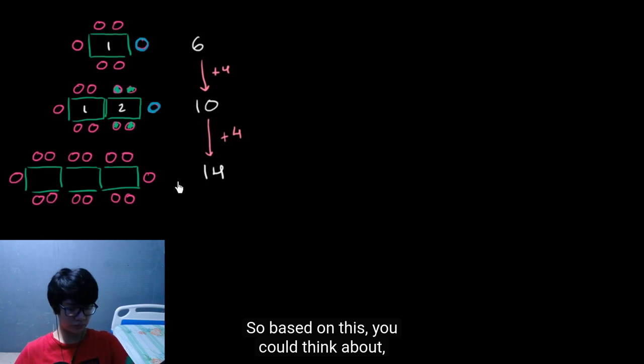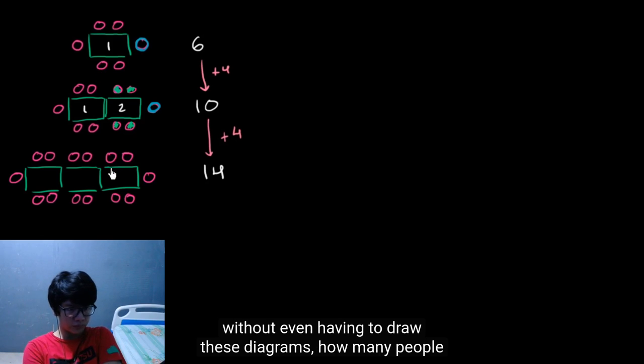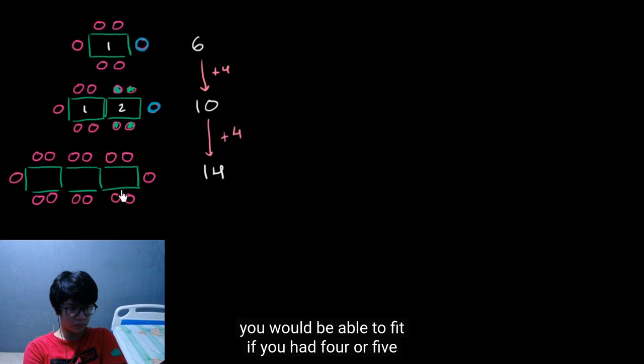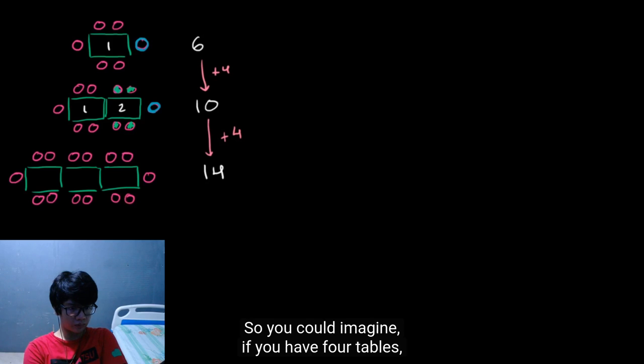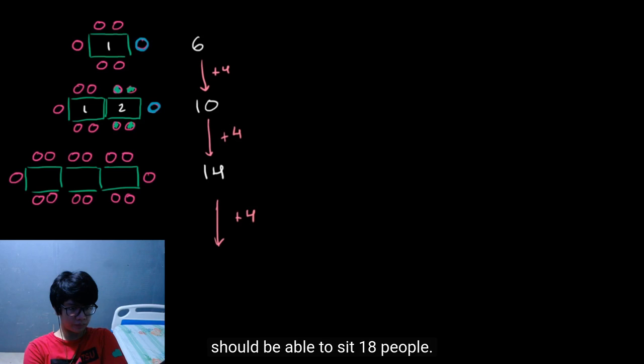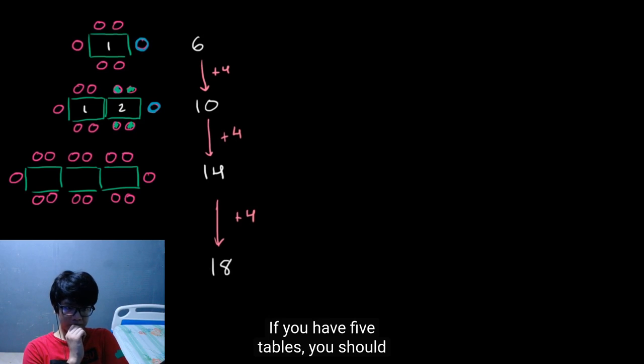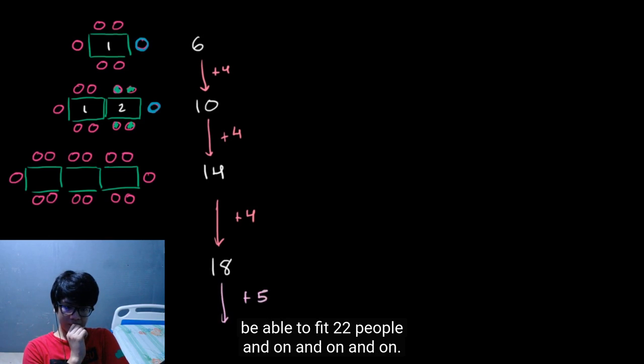So based on this, you could think about, without even having to draw these diagrams, how many people you would be able to fit if you had four or five or six or however many tables. So you can imagine if you have four tables, we just have to add four, and you should be able to sit 18 people. If you have five tables, you should be able to fit 22 people, and on and on and on.